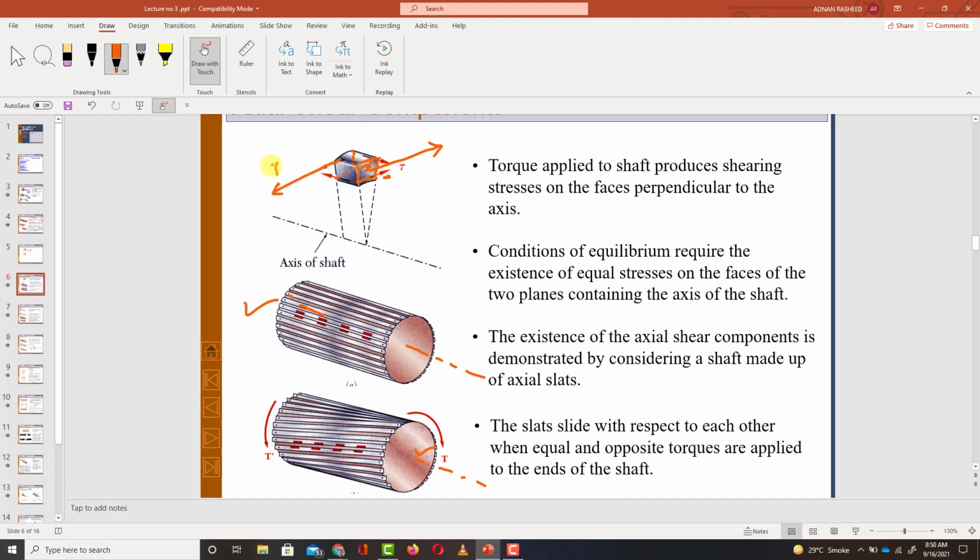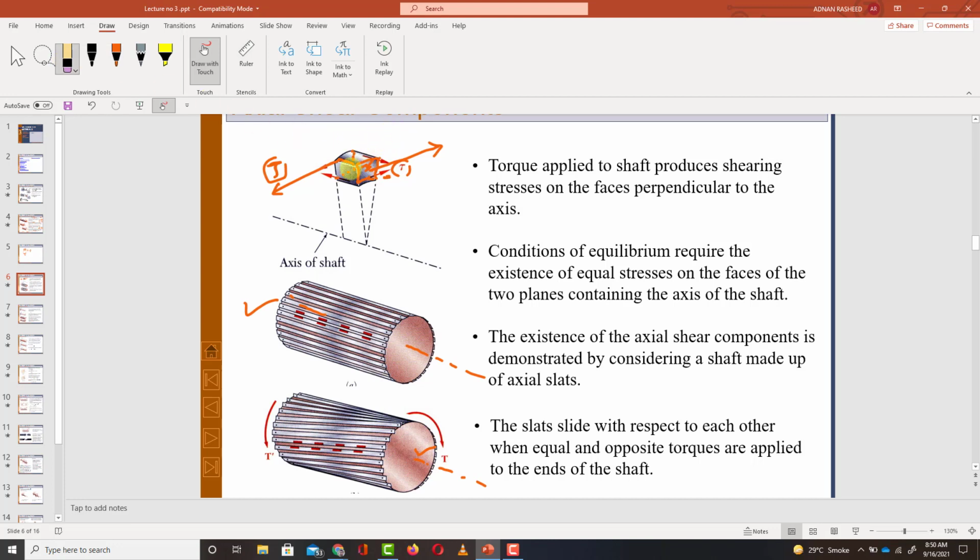Now you can see that two shear stresses are acting on the two faces, and they are at a distance from each other. Due to this, a couple is produced, and it will tend to rotate the element in the counterclockwise direction. Clear?